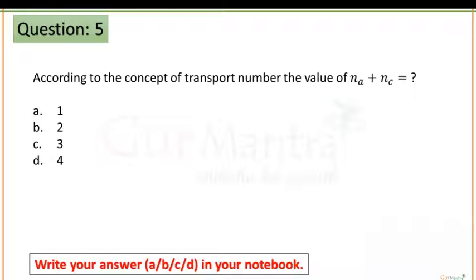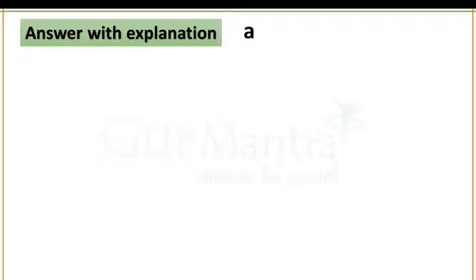Okay, time up guys. The correct answer for this question is option A, that is 1. The sum of Na plus Nc is equal to 1.